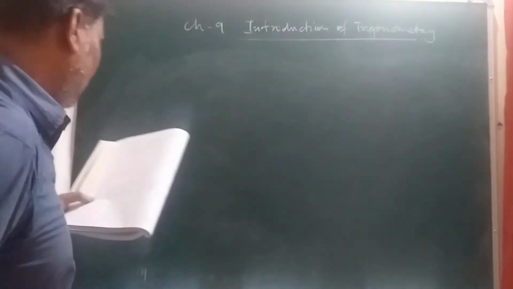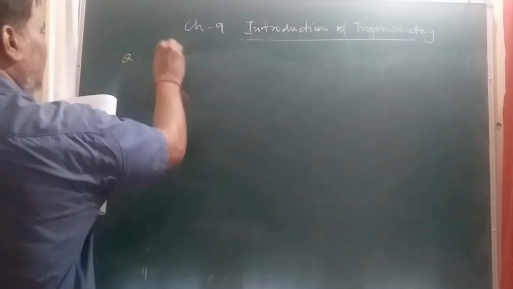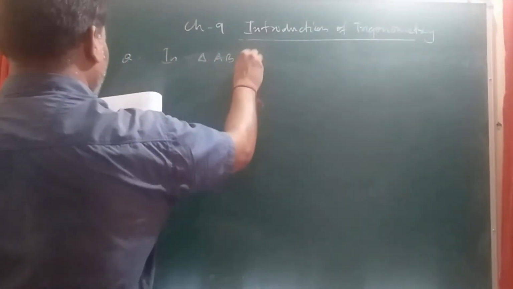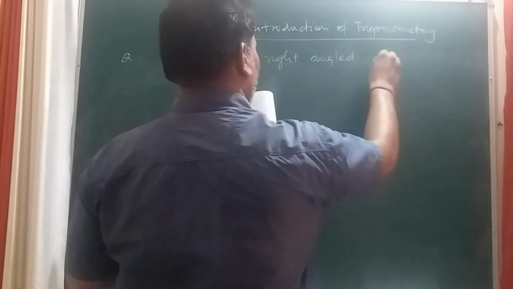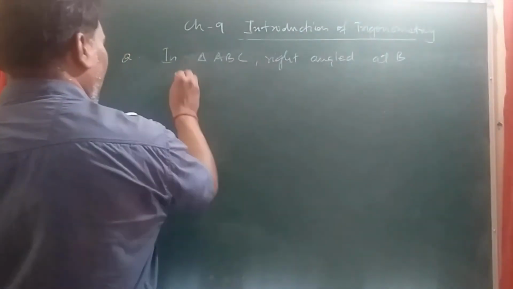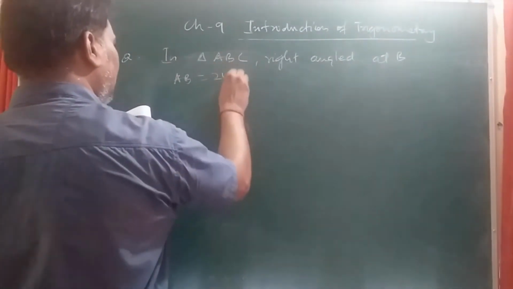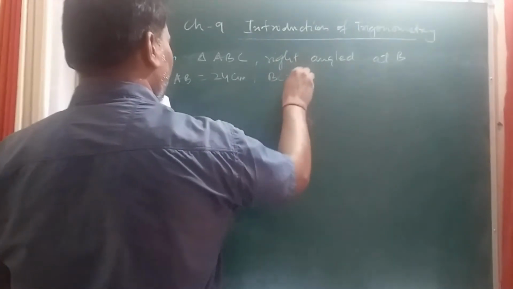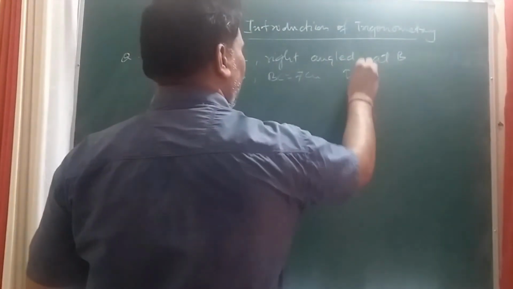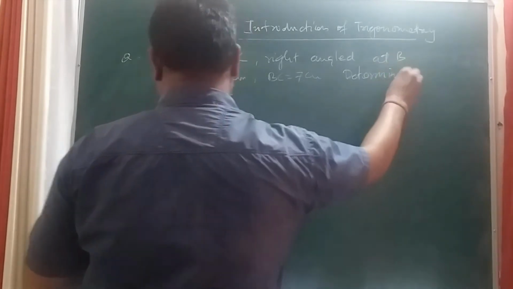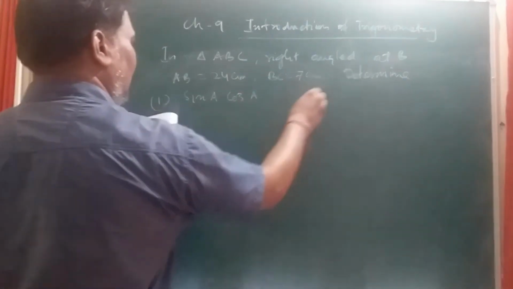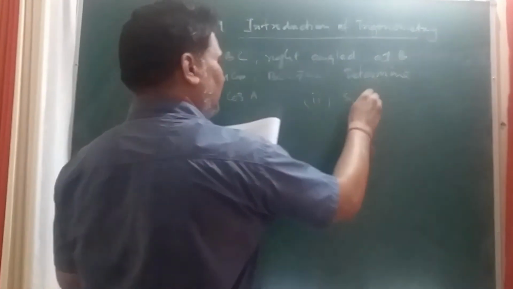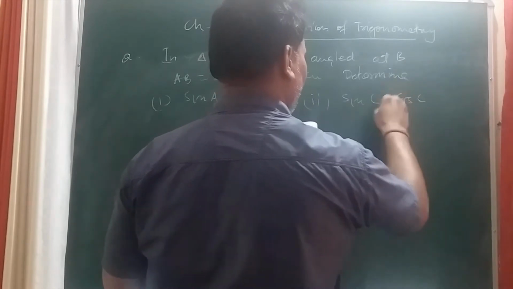The first question is: in triangle ABC, right angled at B, and AB is equal to 24 centimeter, BC is equal to 7 centimeter. Determine number 1, sin A, cos A, and number 2, sin C, cos C.